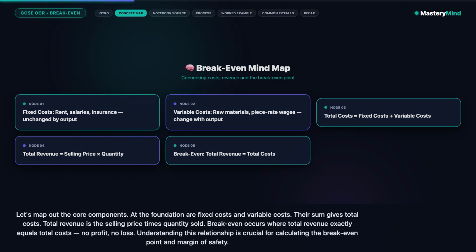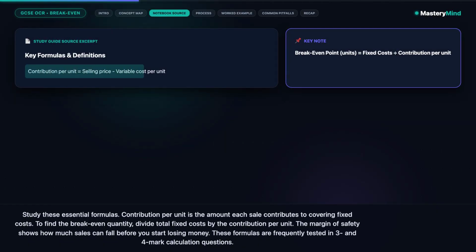Study these essential formulas. Contribution per unit is the amount each sale contributes to covering fixed costs. To find the break-even quantity, divide total fixed costs by the contribution per unit. The margin of safety shows how much sales can fall before you start losing money. These formulas are frequently tested in 3 and 4 mark calculation questions.